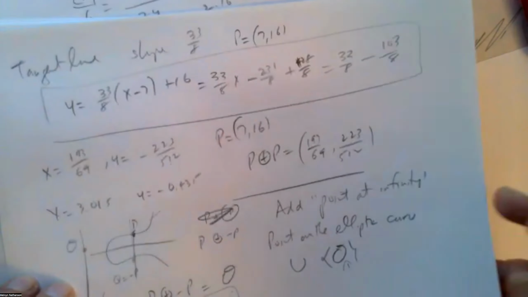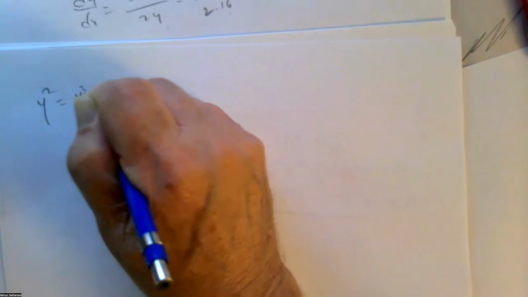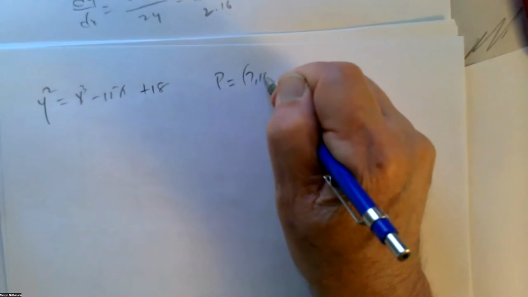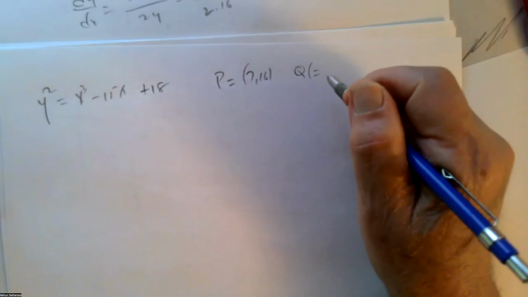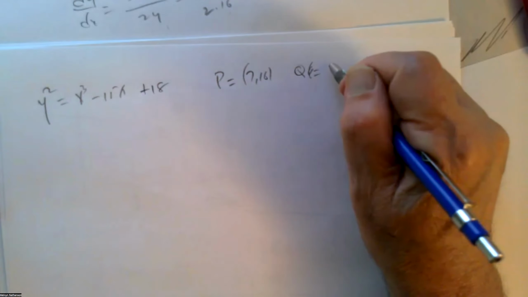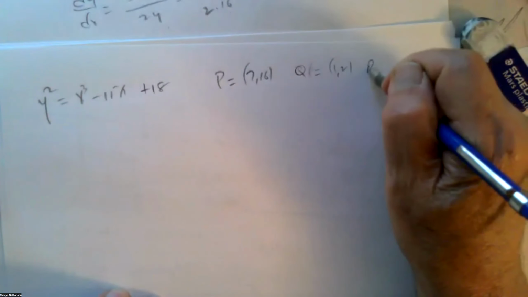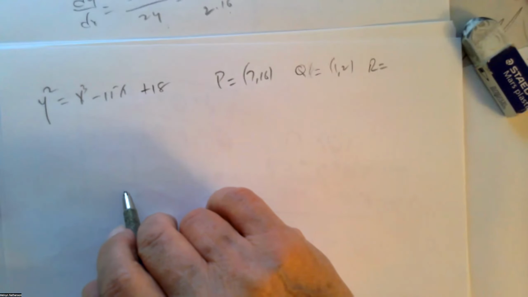Let's look at one more point just to emphasize this and then clarify it perhaps a little bit. We're still looking at that same elliptic curve, y squared equals x cubed minus 15x plus 18. We found the point P, (7, 16), that lies on the curve. We found the point Q, which is (1, 2), which lies on the curve. We found the point R, which was 6. What was R?